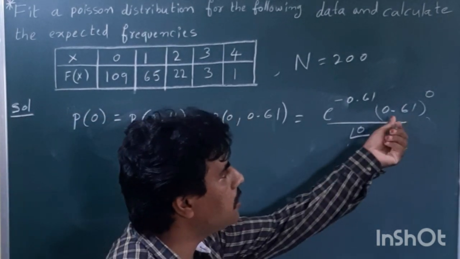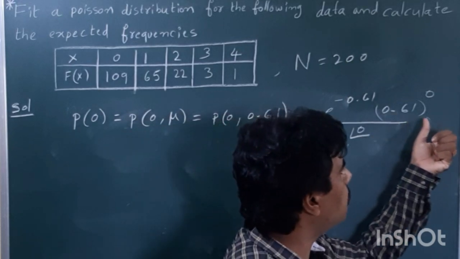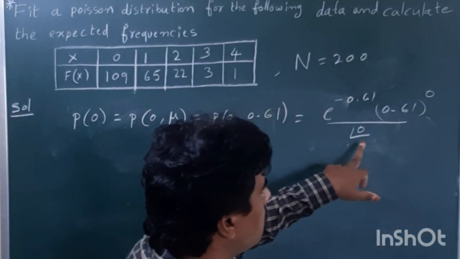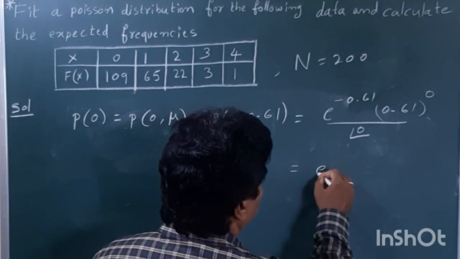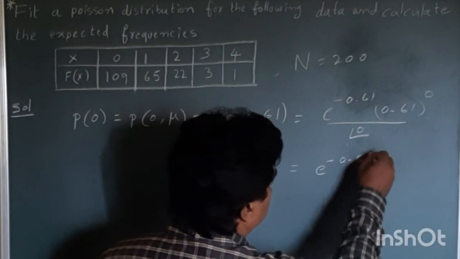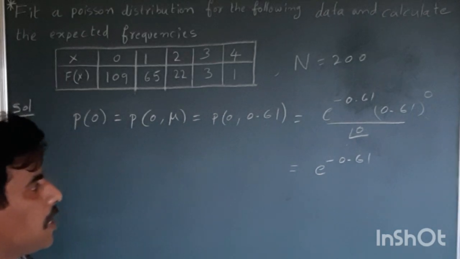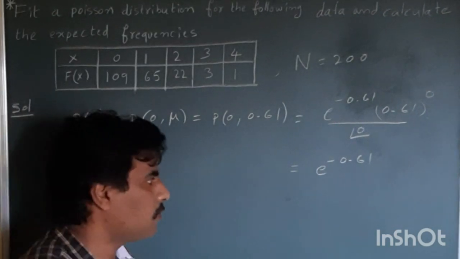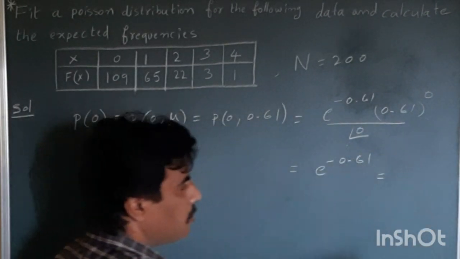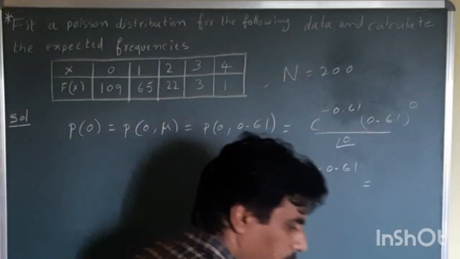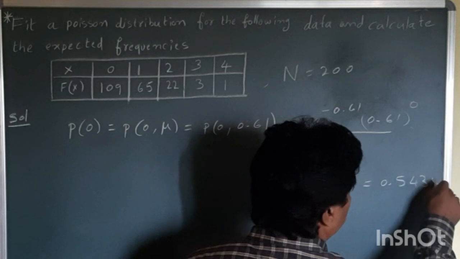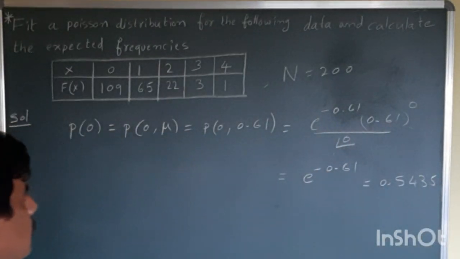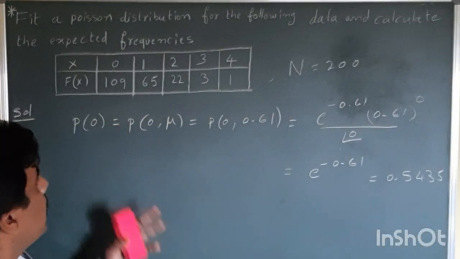Now 0.61 whole power of 0 means 1, and 0 factorial is also 1, therefore it is e power of minus 0.61, and its value is 0.5435. Now let us find the remaining probabilities.